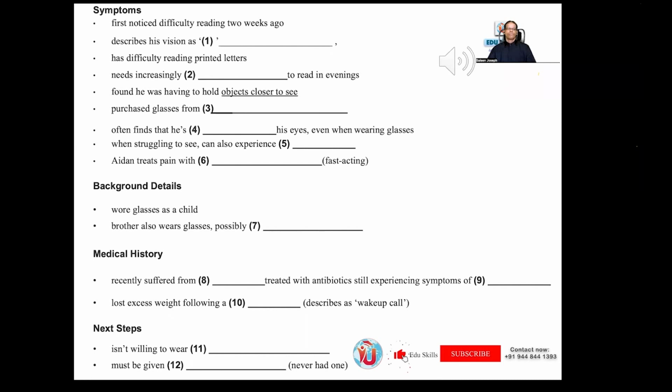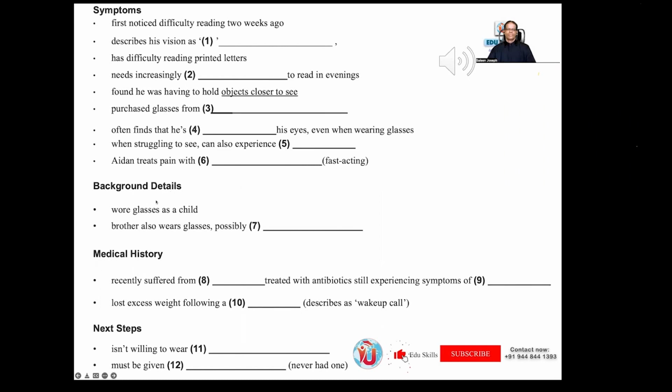Symptoms. First noticed difficulty reading 2 weeks ago. Describes his vision as dash. Has difficulty reading printed letters. Needs increasingly dash to read in evenings. Found he was having to hold objects closer to see. Purchased glasses from dash. Often finds that he is dash his eyes even when wearing glasses. When struggling to see, can also experience dash. Aiden treats pain with dash fast acting.